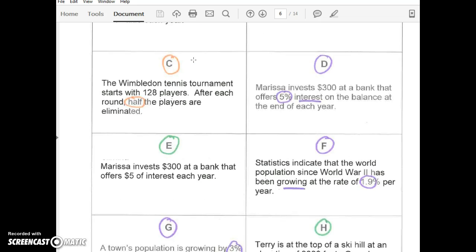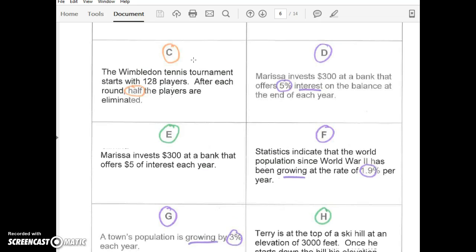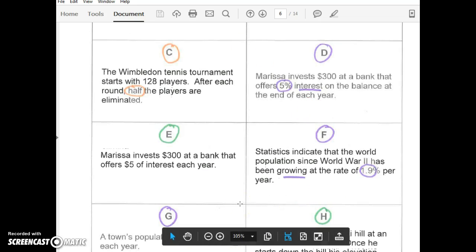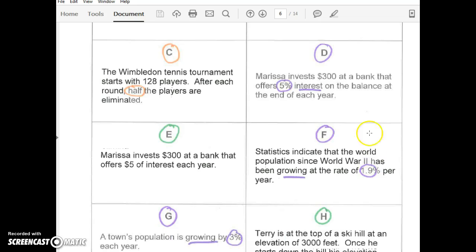For D, F, and G, we know that these are growth functions. Again, the word growing is a dead giveaway that it's growth. And we know that it's a percent, so very likely it's going to be an exponential function. In D, the word here that kind of gives it away is interest. You earn interest on a bank account.